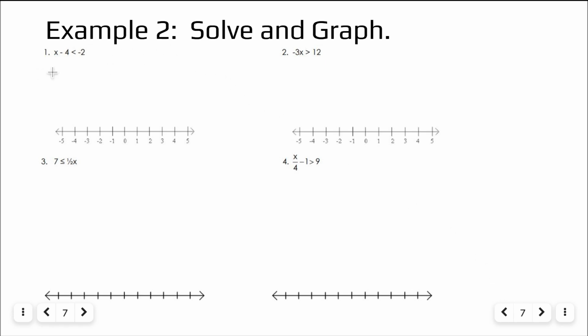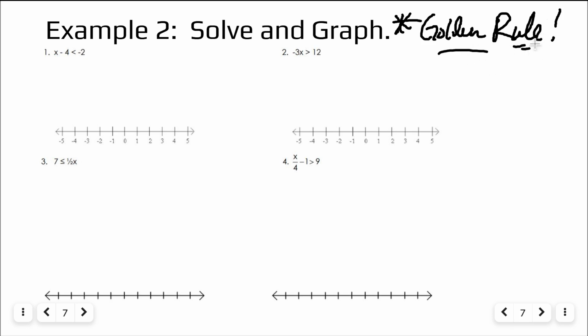Okay, let's solve these and graph these. To solve an inequality, it's exactly like solving equations, except we have to remember that there's this golden rule of inequalities. When I multiply or divide both sides by the same negative, I have to reverse that inequality sign. All right, so for the first one, I'm going to add 4 on both sides. So I just added 4. That doesn't have anything to do with this golden rule.